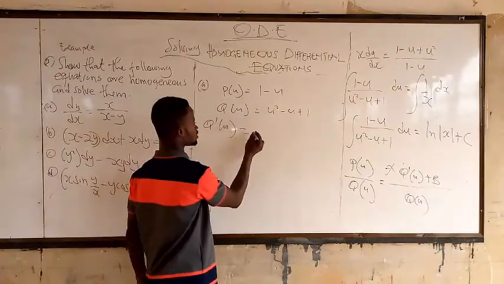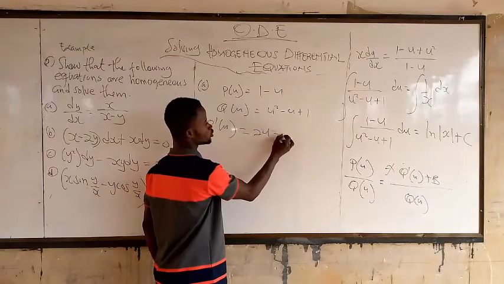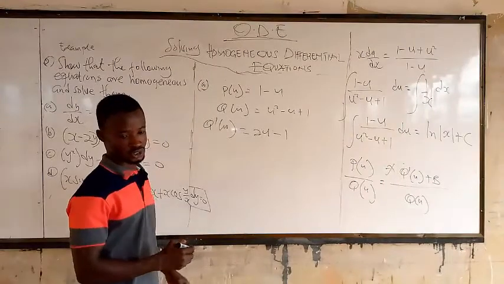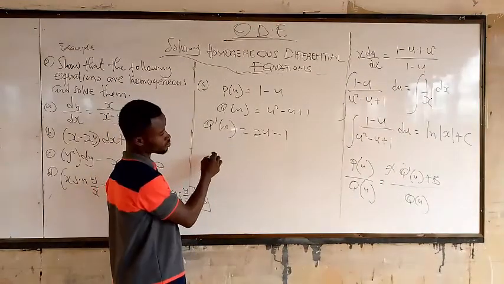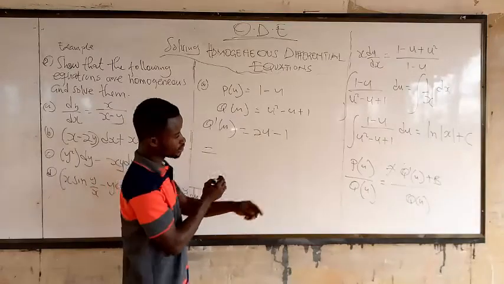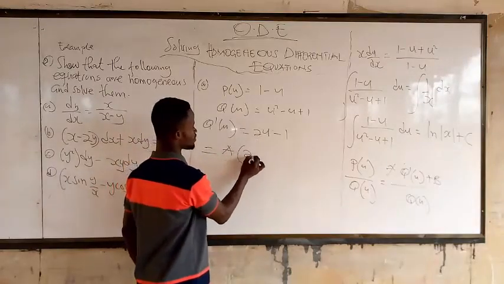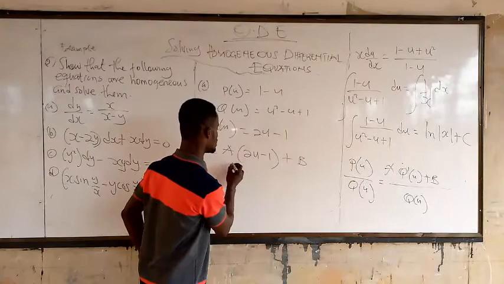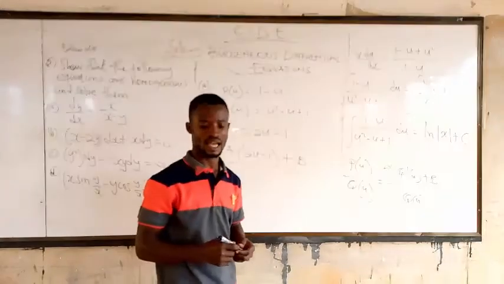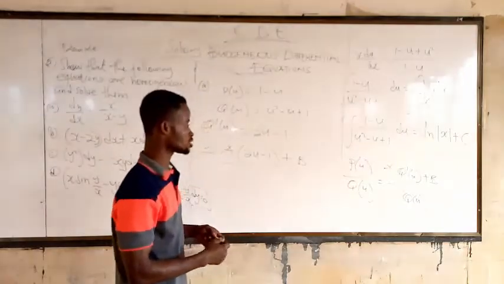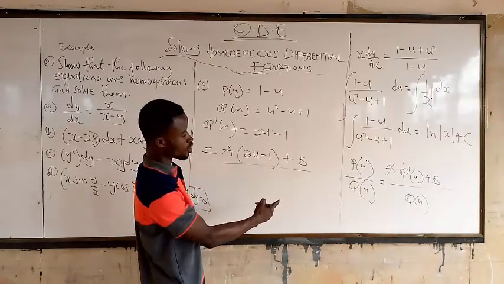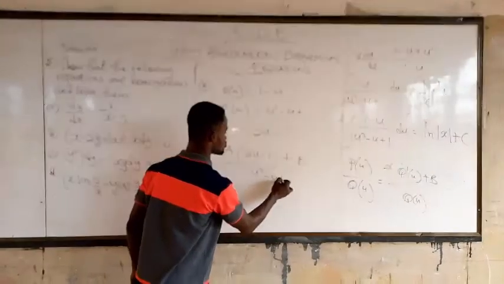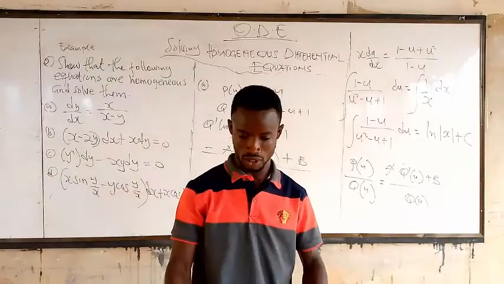When you differentiate this, you get 2u minus 1. So by substitution, we are going to get A multiplying the derivative of Q, which is this, plus B. This A and B are the values that we are going to look for. And we divide all by Q, that is u squared minus u plus 1. Very good. So that is it.